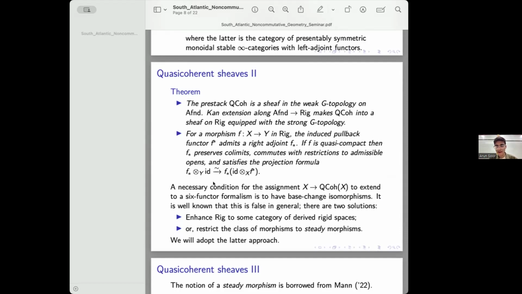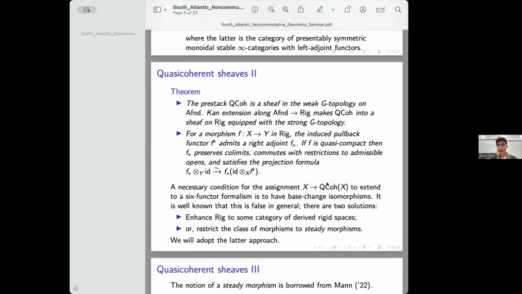If we want to get a six-functor formalism, a necessary condition is to have base change isomorphisms. It's a well-known fact, even in algebraic geometry, that for arbitrary morphisms you don't have base change for quasi-coherent sheaves if you work with chain complexes, and the basic reason for this is that many maps are not flat, for instance.